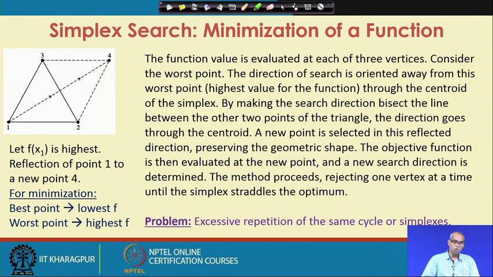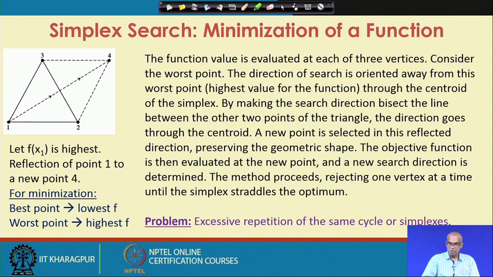If I choose point 4 on the line passing through the centroid, then when I connect 2, 3 and 4, I again get the regular 2-dimensional simplex, that means an equilateral triangle. The objective function value is evaluated at the new point and a new search direction is determined. The method proceeds rejecting one vertex at a time until the simplex straddles the optimum.